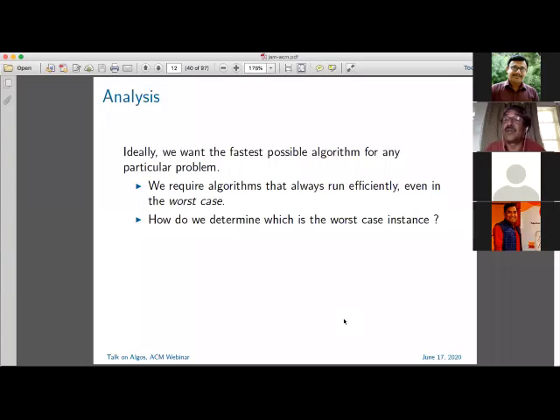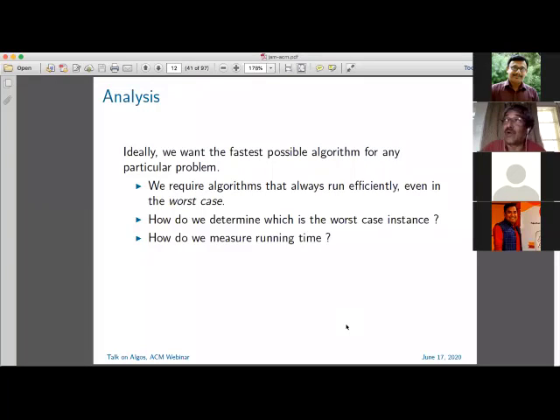Question is, how do you determine which is the worst case instance? And this is a skill that you have to learn. And I would say one of the important purposes of learning algorithms is to learn to start looking for what is the worst case instance. It is very helpful in life as well, in terms of planning, in terms of organizing.